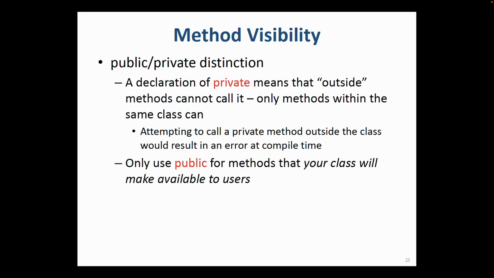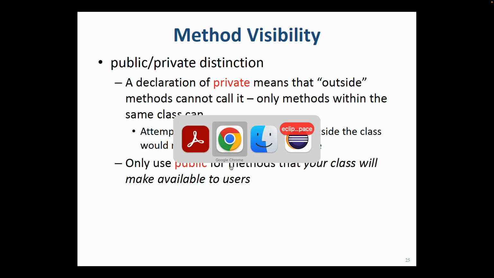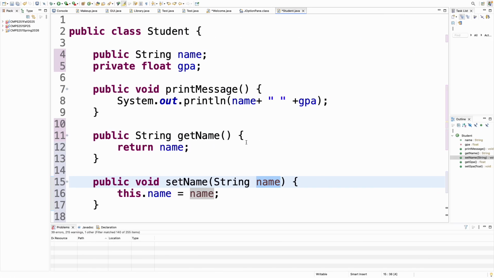And for the method visibility, again, we have this private and public. It means exactly the same thing, which means a private method can be only accessible within the class, but it cannot be accessed outside the class. But public can be accessible in any place. So let's also show an example.